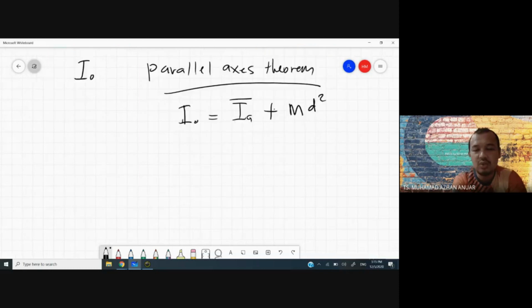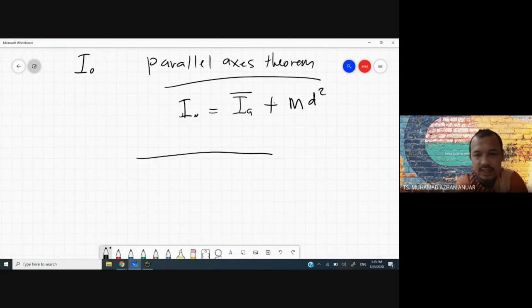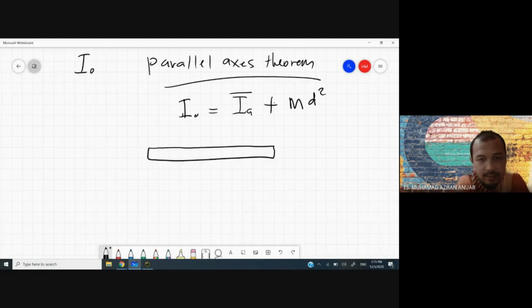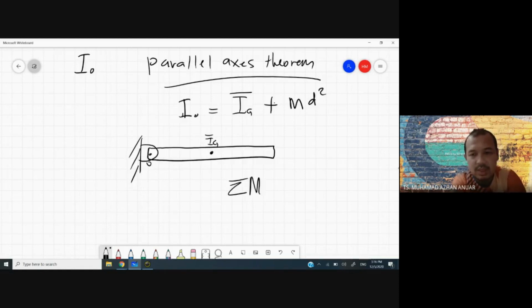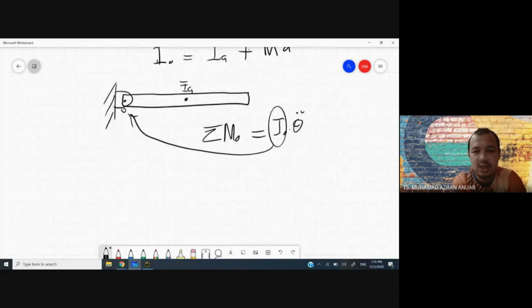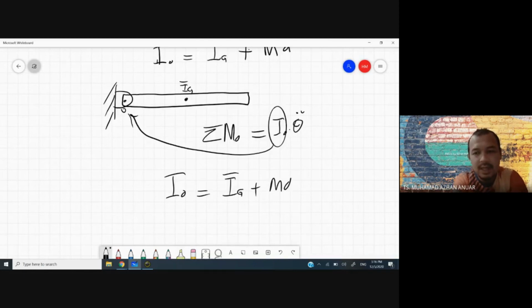How to do this? Let's say you have a rod like this. We know that this is the IG, the IG of the system. Then we have this particular point O here. When we apply Newton's law, we take the moments about point O, and the I is also about point O. So in order to determine I in this case, this I is about this axis, not about IG. So I_O is equal to I_G plus md squared.